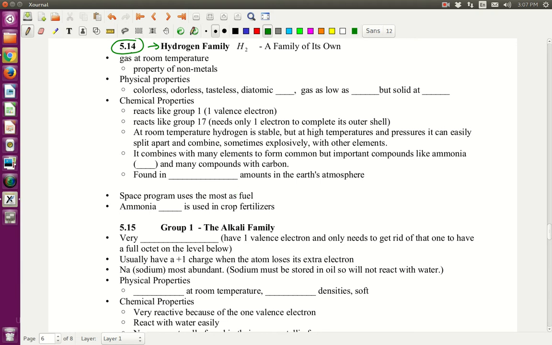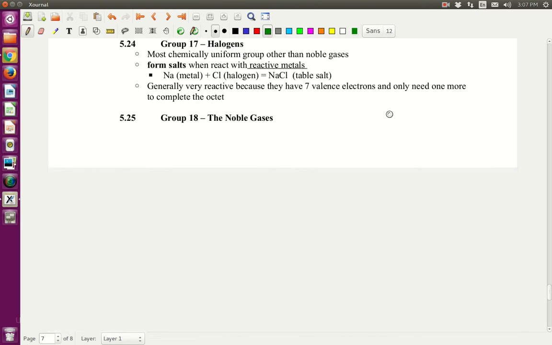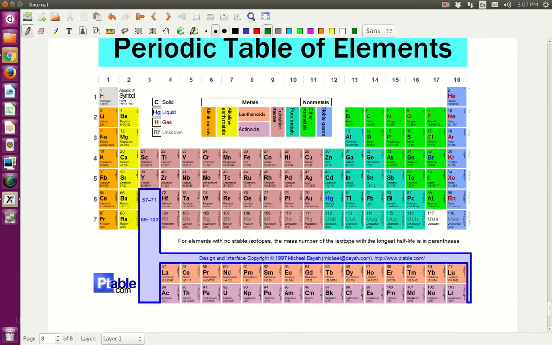The first thing to memorize is the hydrogen family, hydrogen H2, a family all by itself. That's easy to find on the periodic chart. I'll flip down to the periodic chart in our notes. Here they are. There's hydrogen all by itself, and notice it's in group 1 or 1A. That means it has one valence electron. Remember, here's the one proton, and it has one valence electron.